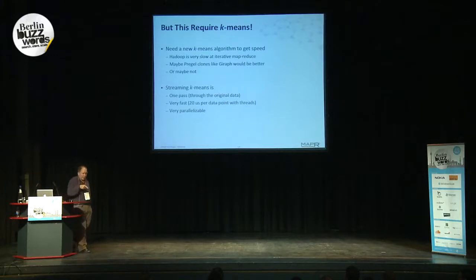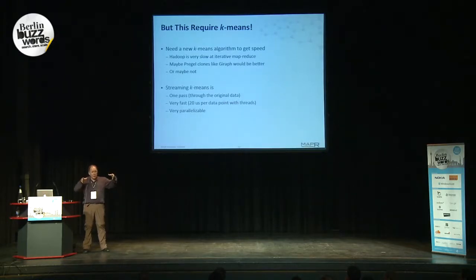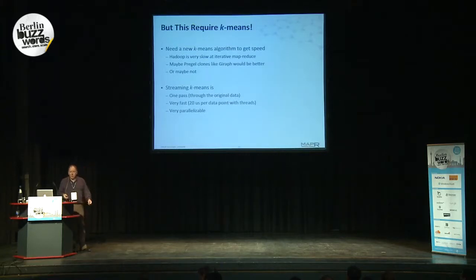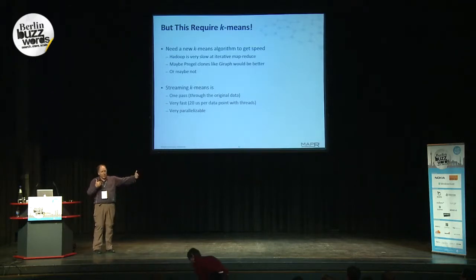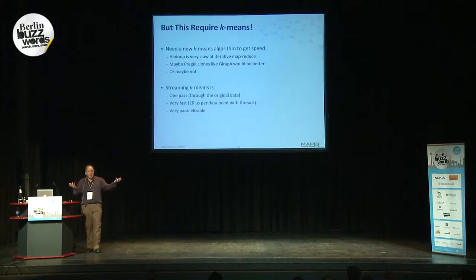The streaming k-means algorithm that we use, on the other hand, is interesting because it makes one pass through the data. So in a MapReduce implementation, we would only have to make one MapReduce program, and that gets rid of the iterative cost. And it is also very fast. On a single machine, it takes about 20 microseconds per data point, or a minute for a million. That's at 10 dimensions. At 100, it would be 10 minutes for a million data points, which is still quite fast, and it's perfectly parallelizable.